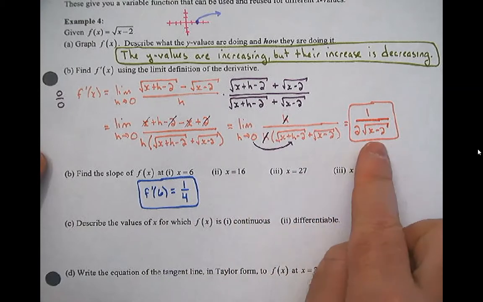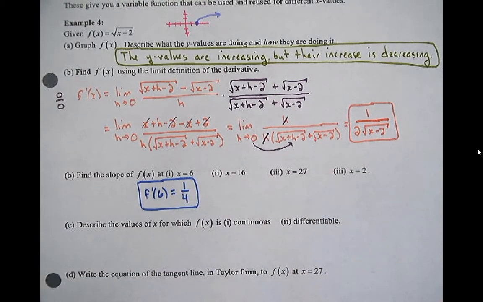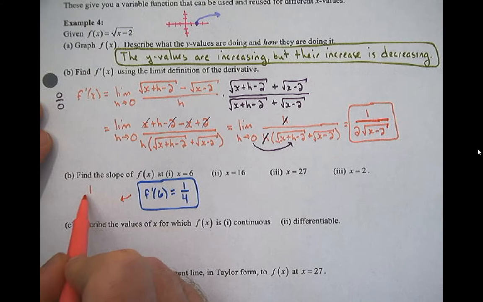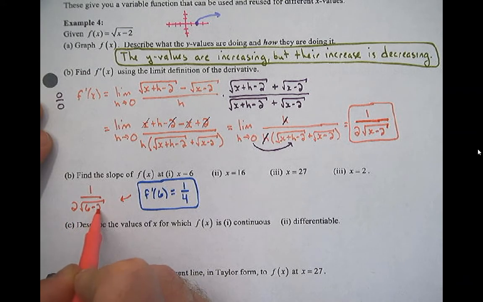So all I did was plug it in to my function. Maybe I should write that out. I'll write that out just for the first one. I'm not going to write it out for any other ones. So what I did here was I plugged in 1 over 2 square root of 6 minus 2.